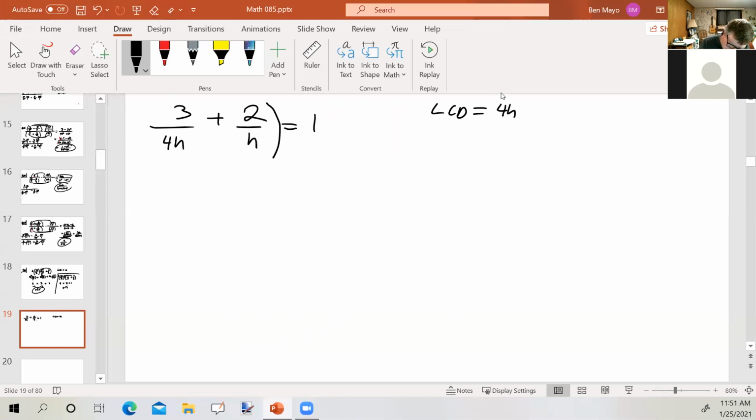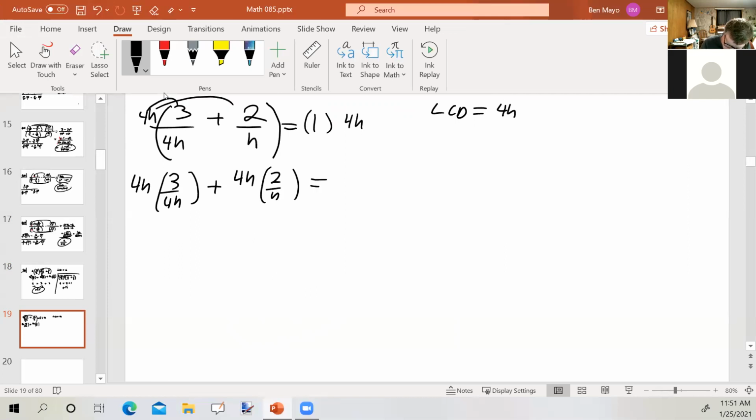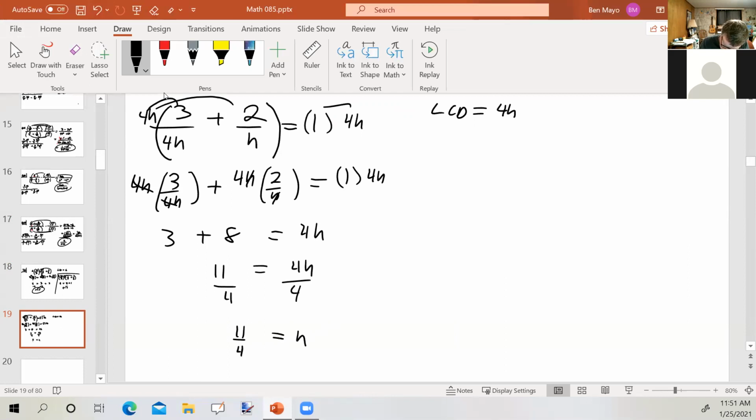So I'm going to multiply both sides of the equation by 4h. On the left, I get 4h times 3 over 4h plus 4h times 2 over h equals 1 times 4h. So reducing out the 4h's, I get 3 plus 8 equals 4h. 11 equals 4h. Divide both sides by 4, and h equals 11/4. Any questions on that one?